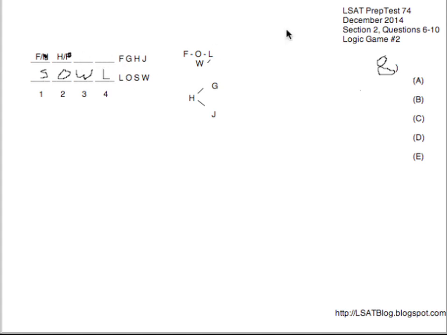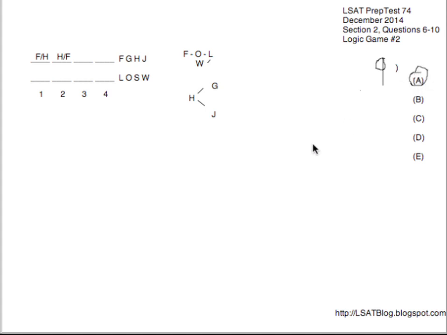Scanning through the choices, FW, no. GO, nope. GS, nope, S is 1. HS, no, F is got S. JL could easily happen, and so E is our answer for 8. Next, number 9, general cannot be true question. At this point we've done most of the questions, so let's run through these and see if we can do it. A, F gives L. That's actually an initial inference. We know F goes before L due to the combination of the first and second rules, so A is our answer for number 9.